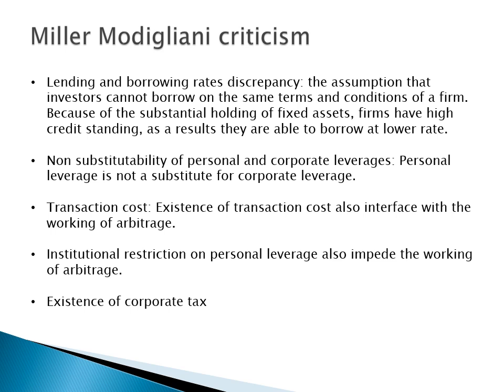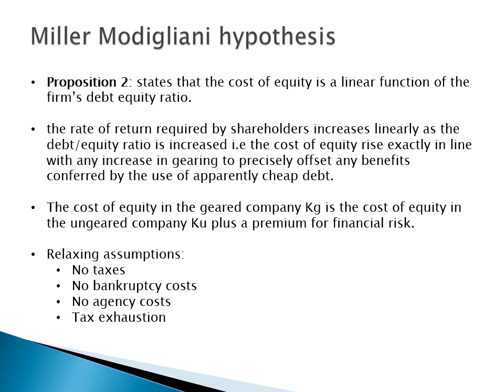There was some criticism of the M&M model, specifically because of the very strong assumptions that were made in terms of non-substitutability of personal and corporate leveraging, the transaction costs, the institutional restrictions that were placed, and the existence of corporate tax, which does exist, instead of their assumption that it does not. They therefore brought out Proposition 2, which relaxed some of these assumptions.